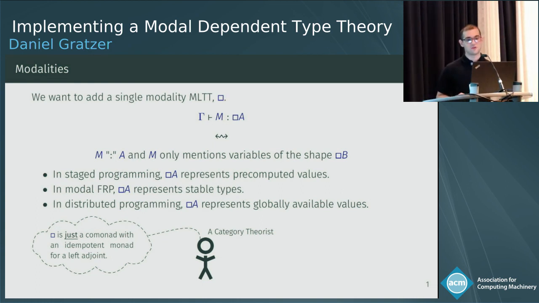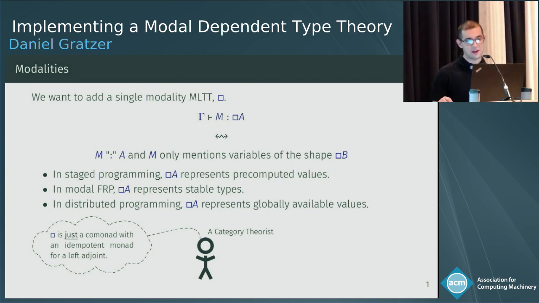The intuitive behavior of box is that M is supposed to be of type box A when M is basically of type A with an extra proviso. And that proviso is that M doesn't mention variables that are not themselves boxed. So it's elements of A that are restricted in some way so that they can't depend fully on the context.